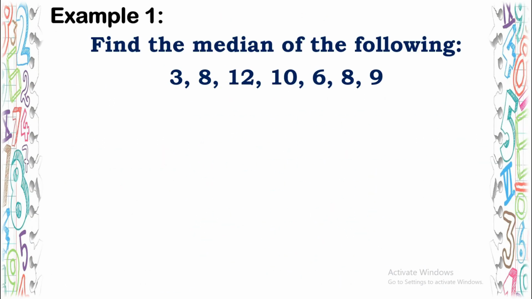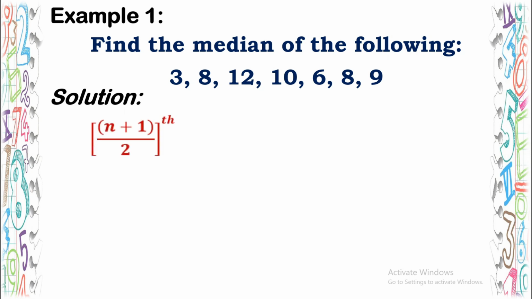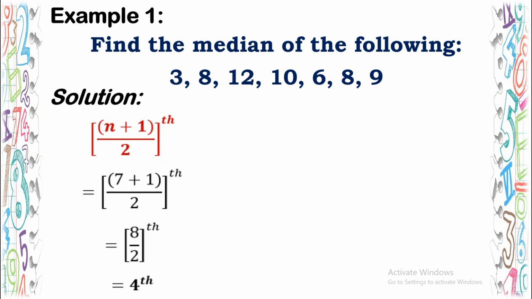Examples. First, find the median of the following numbers: 3, 8, 12, 10, 6, 8, 9. To find the median, we use this formula. Since there are 7 observations, we have (7 + 1)/2. 7 plus 1 over 2, that's 8 over 2. So it's the fourth observation.